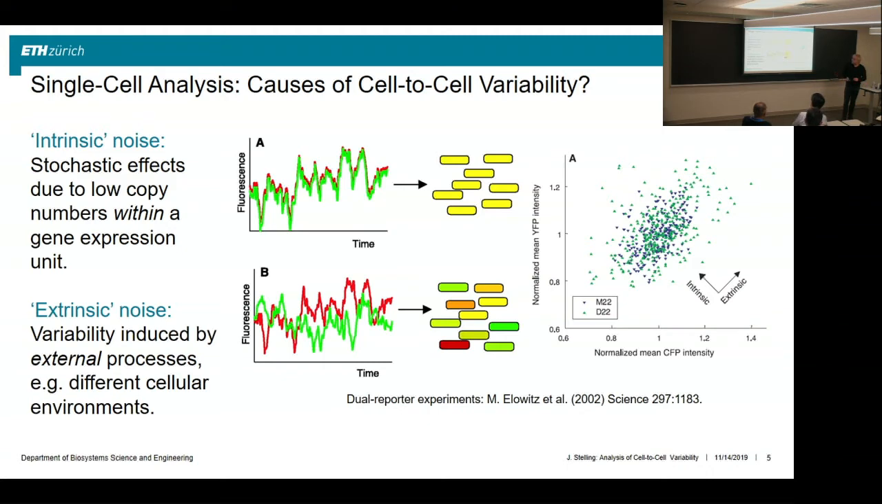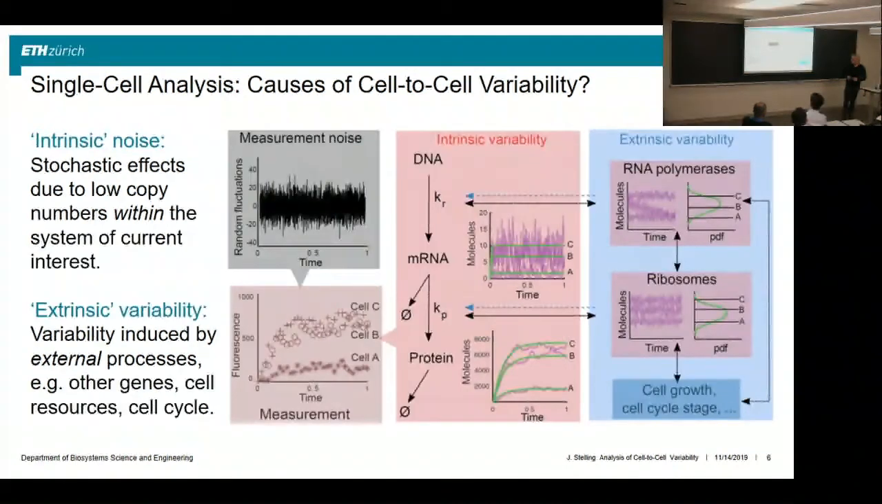So we extend this picture a little bit. Here in the middle is the traditional model where we have DNA that gives rise to mRNA in transcription, with degradation of mRNA, eventually protein. So this would be the intrinsic system of interest we're looking at here, where you have variability. Now, what is shown here is stochastic noise on one hand, in these published traces, and then just three different cells in a population.